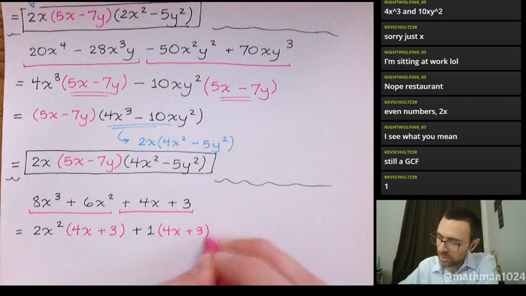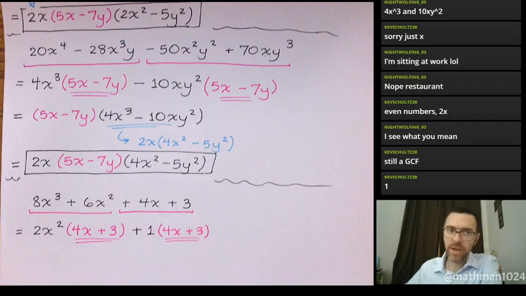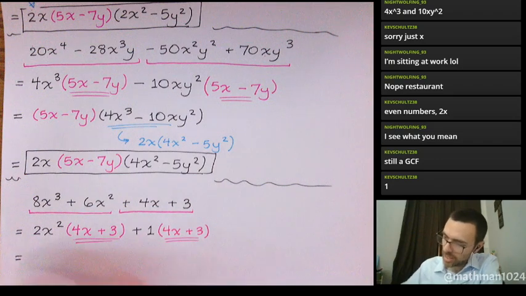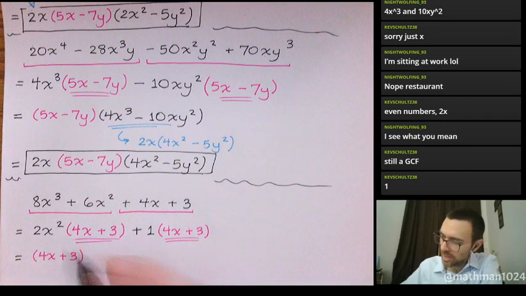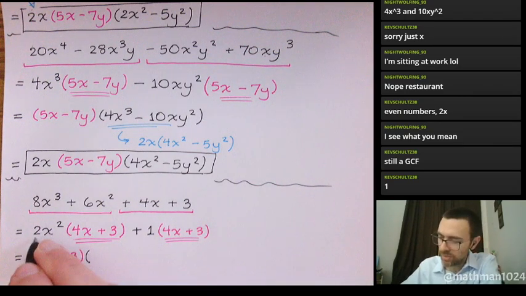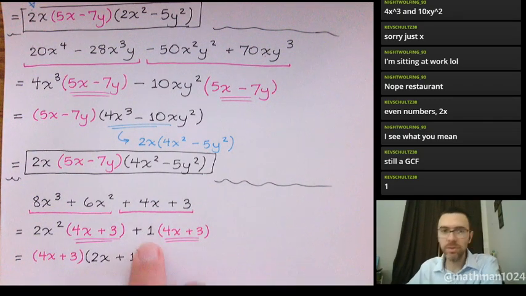By explicitly writing the plus 1 right here, when we finish our factoring by grouping, and I write 4x plus 3 out in front, then it's easy to see that what's left over is the 2x squared and the plus 1. A lot of times if students don't write the plus 1 here, then the whole problem is messed up.